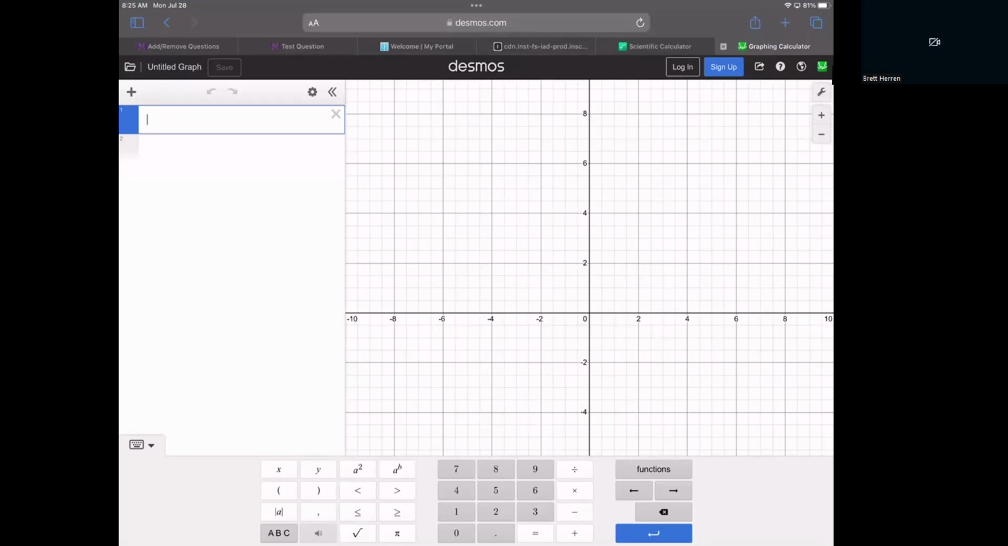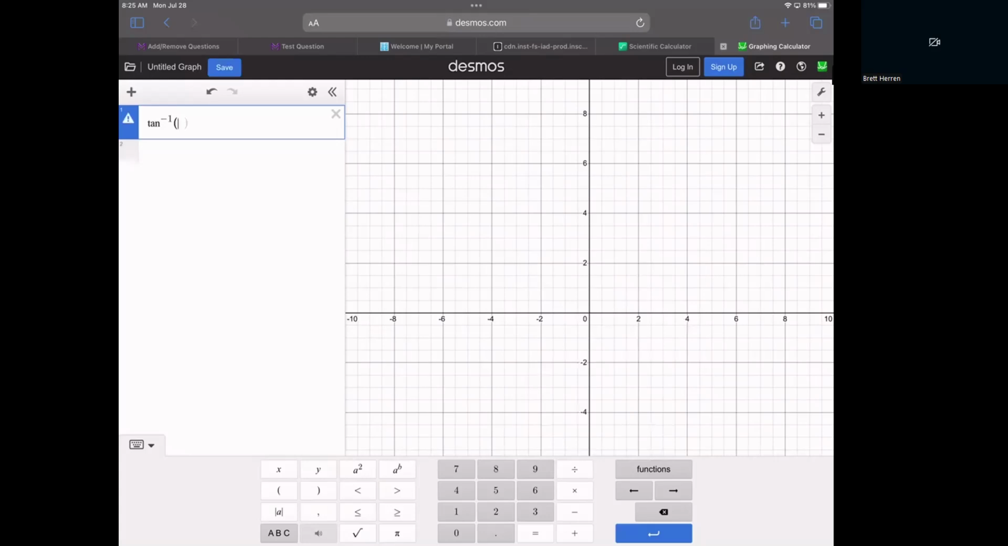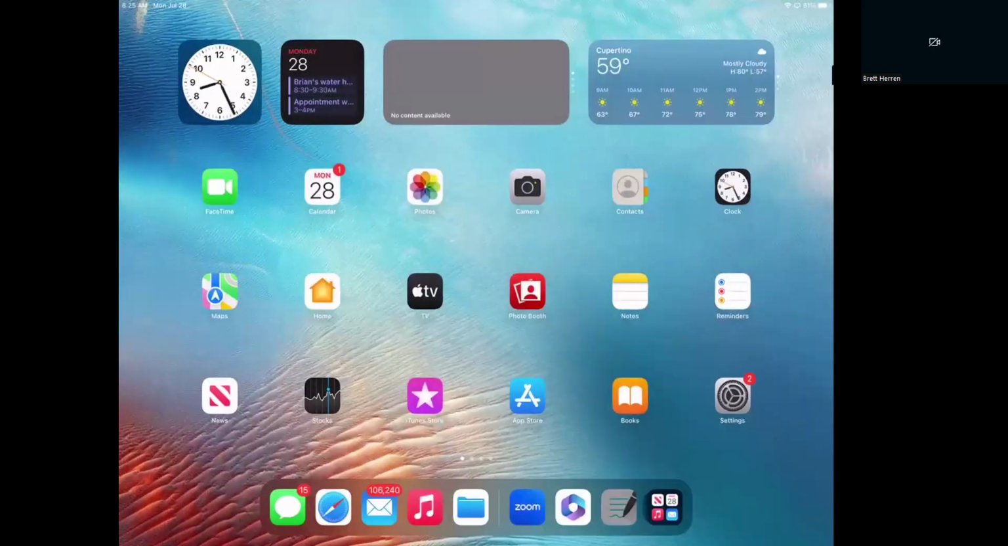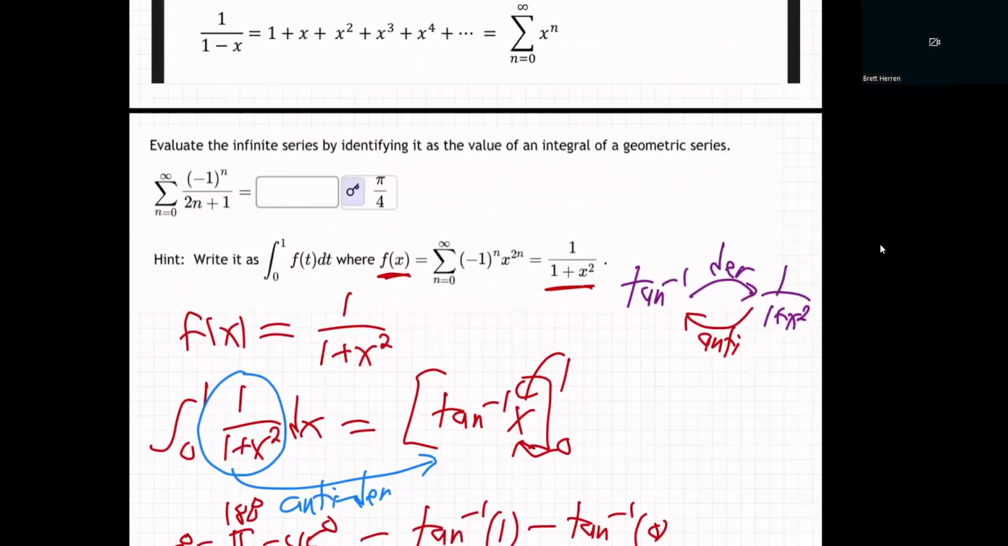Let's see. Okay, let's go to tangent inverse, functions. There it is. Tangent inverse. Put in 1. Well, it just gives me the radians. That could be confusing. There's the radians. That is pi over 4. We saw it in the Desmos. I guess I should have just stuck with 45 degrees. That's pi over 4. Remember, pi is 180 degrees, and 180 over 4 is 45 degrees. So minus tangent inverse of 0, which is 0. You can check it on Desmos. This is pi over 4, and that is our answer.